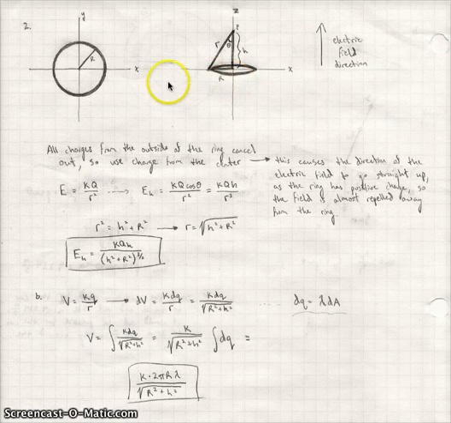So I used the Pythagorean theorem: r squared equals h squared plus capital R squared. And so that leads to little r being the square root of h squared plus capital R squared. I plugged that r into my equation. And so then I get the electric field equals kqh over the quantity of h squared plus capital R squared to the 3/2.